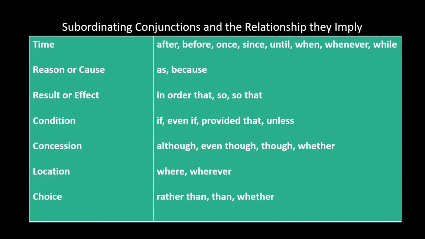When you state a reason or cause, you may use as, because. When you state a reason or effect, we can use in order that, so that. When we want to express a condition, we can use if, even if, provided that, unless. When we want to express concession, like when we are granting something as a right or accepting something as true, or we acknowledge defeat, we can use although, even though, or whether. And if we want to express location, we use where or wherever. And if it is a choice, then we can say rather than, or whether.